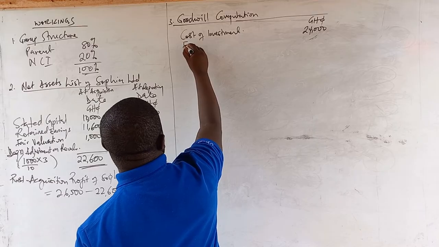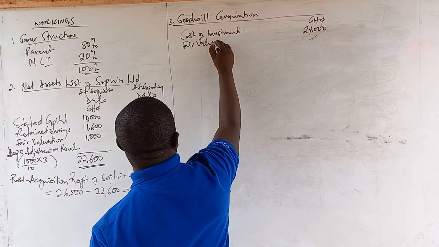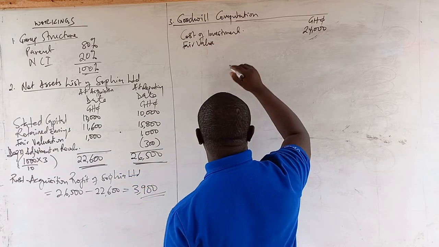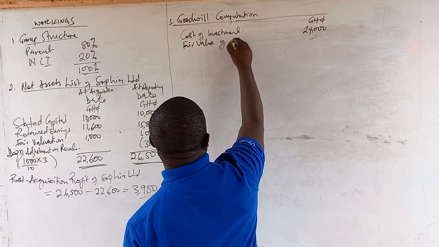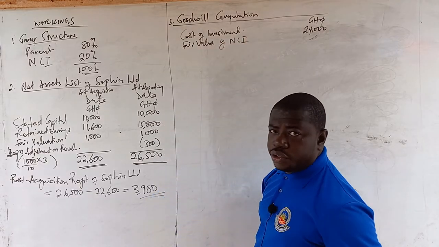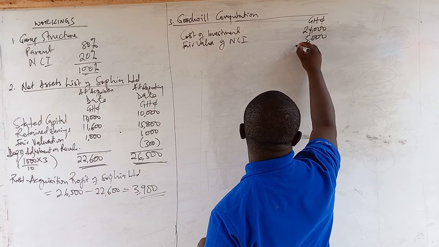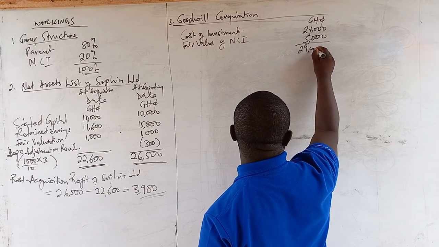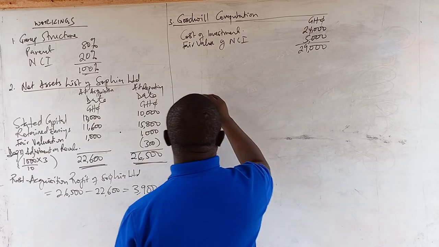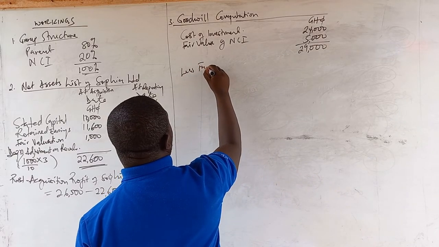And then remember to add the fair value of NCI, so that you have the goodwill value for the entire business. So fair value of non-controlling interest. According to the question, the fair value of non-controlling interest was given as 5,000. So that is going to give us a total consideration of 29,000. And then we less fair value of net assets.